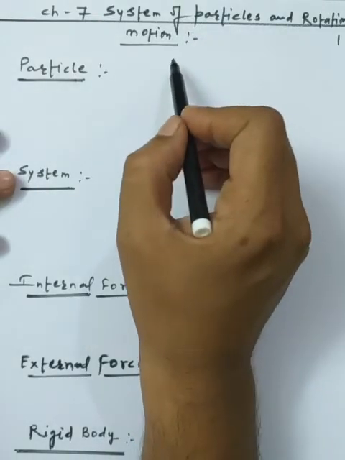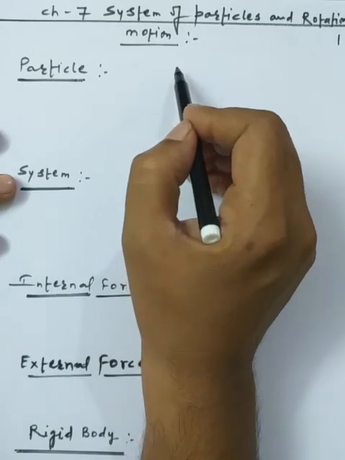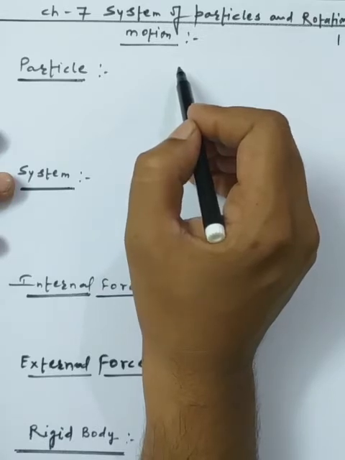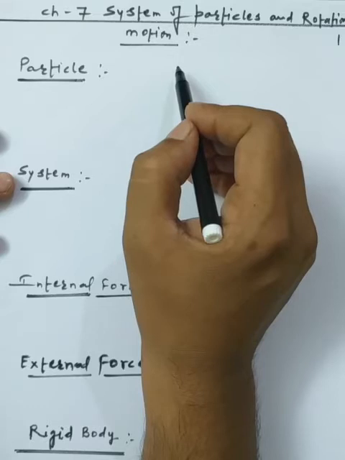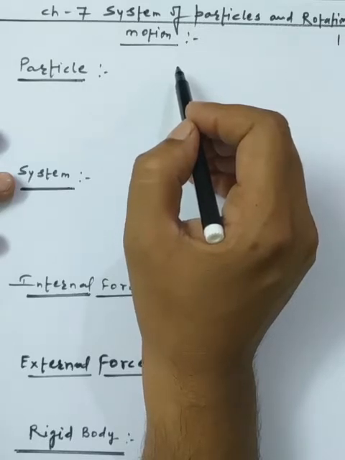Now, dear students, chapter number 7, System of Particles and Rotational Motion. And today we have some basic topics that reveal the concept of the rigid body. The rigid body is a sum of particles, which makes the concept of the system. If the system is there, there is a meaning of internal forces, and as the object is moving, there is a concept of external forces also.